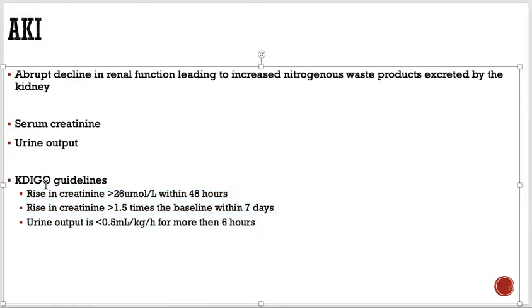The same guidelines also give the staging. They say if the creatinine rise is more than 26.5, it is stage 1. In this one, the urine output is less than 0.5 for 6 to 12 hours. Stage 1 is when the creatinine level is 1.5 to 1.9 times the baseline, stage 2 is when the creatinine level is 2 to 2.9 times the baseline, and stage 3 is when the creatinine level is greater than 3 times the baseline. So these are all the guidelines.